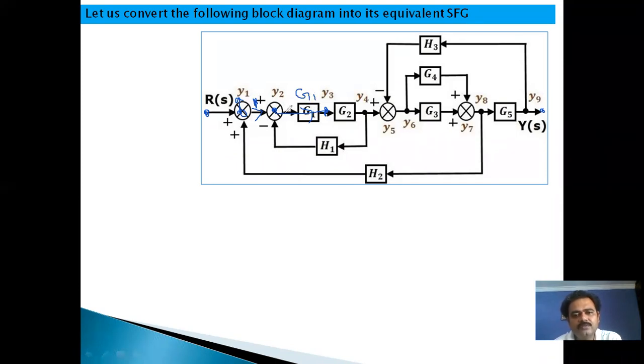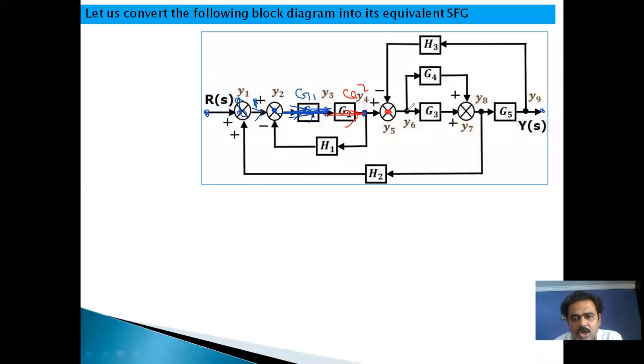In between y2 and y3, the gain value is nothing but the transfer function of this block. Okay. The block is replaced with a branch, and the transfer function is represented with a gain. Again, at this takeoff point, we can take either a takeoff point or any summing point. Again, we have to represent it with a variable y4. So from here to here, this block is represented with a branch, and the branch gain is G2. Again, one more variable. The summing point, again, we have to consider.